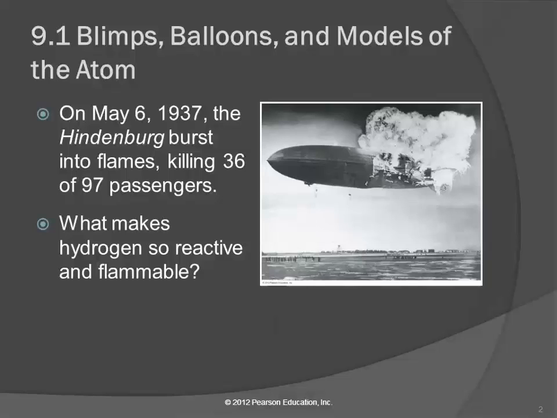I don't know what the skin was made out of, but it was flammable. And according to your book, that may have partially contributed to it going up in flames like that, but it was filled with hydrogen gas. And hydrogen gas is very flammable. So it made it across the ocean, but as it was landing, that happened. And 36 out of the 97 people aboard died. It was a big tragedy.